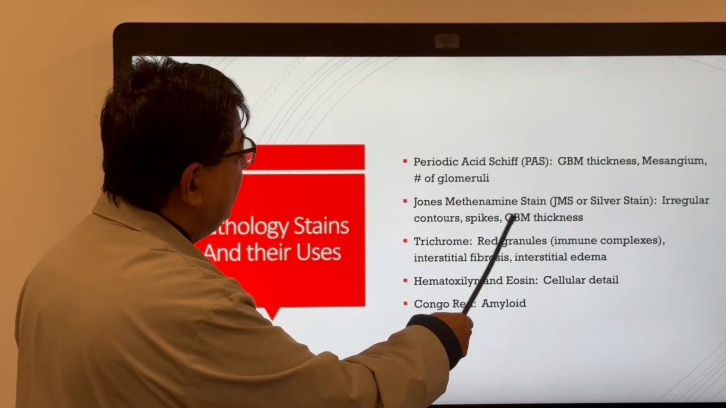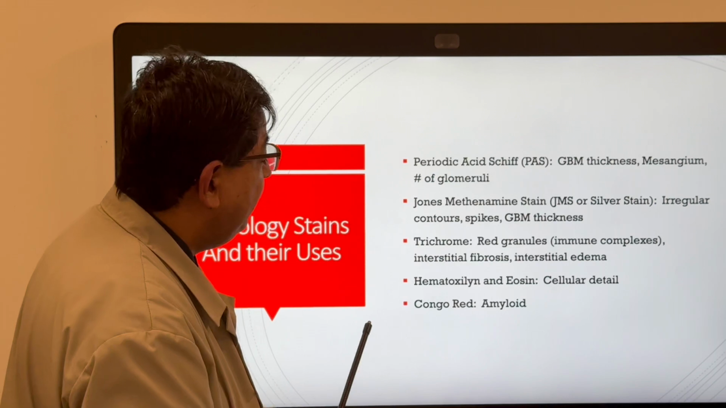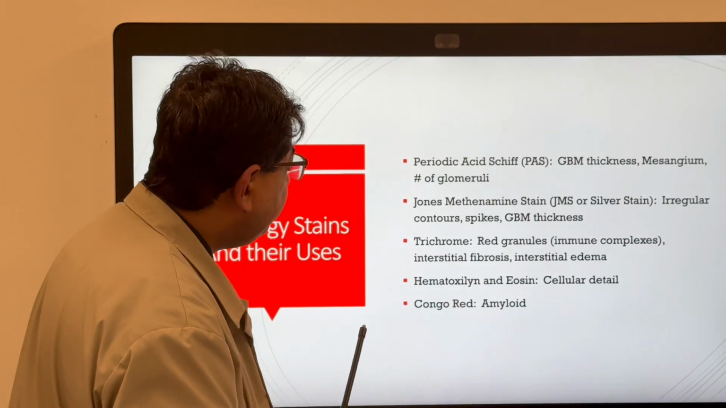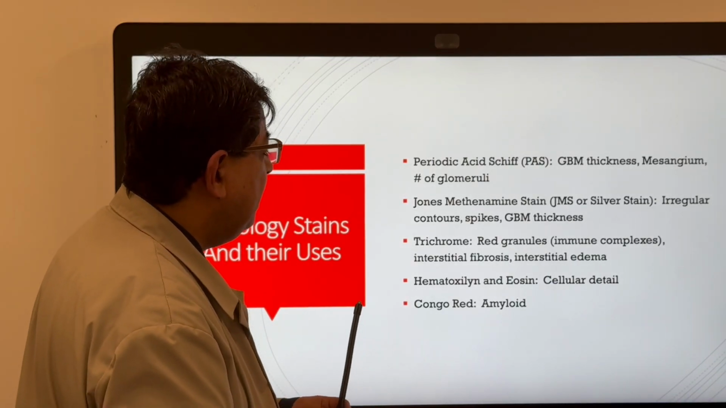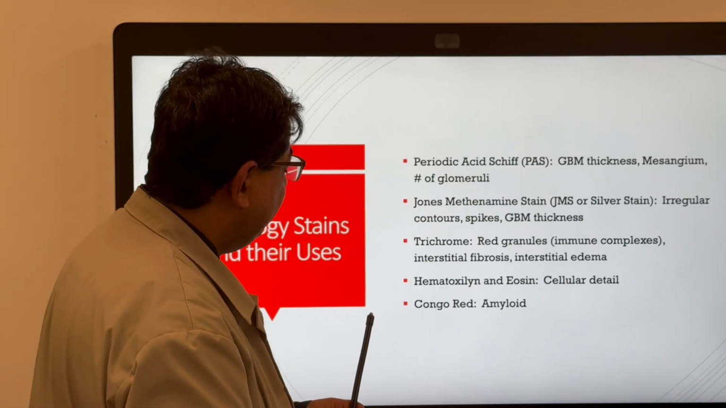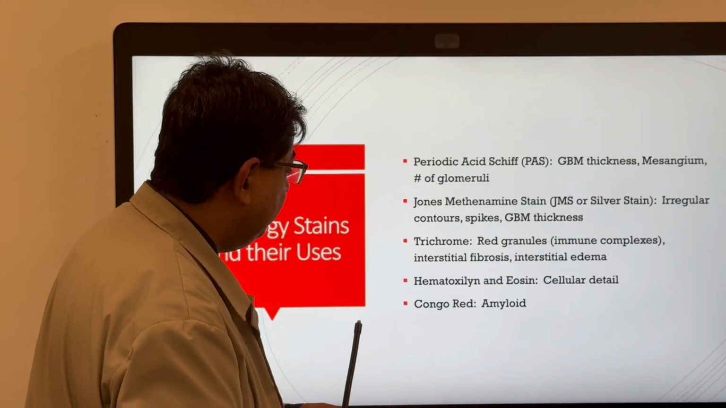Sometimes you might see red granules. That's less common. But trichrome is usually very useful to know how much fibrosis there is. And the hematoxylin and eosin stain gives you cellular detail, so it's somewhat nonspecific. And then for amyloid, you have a special stain, the Congo red.